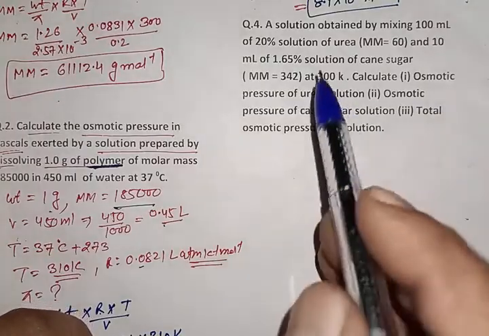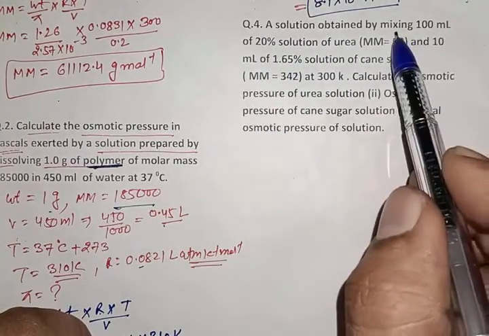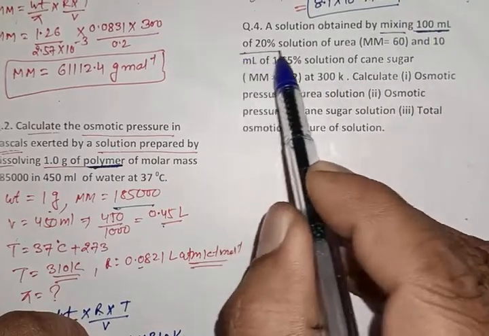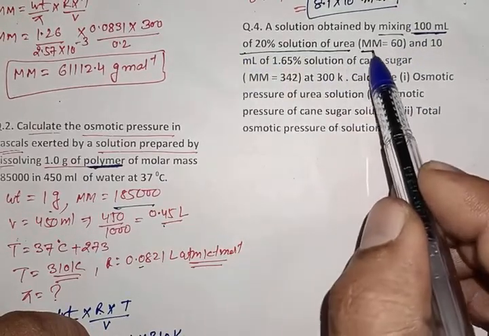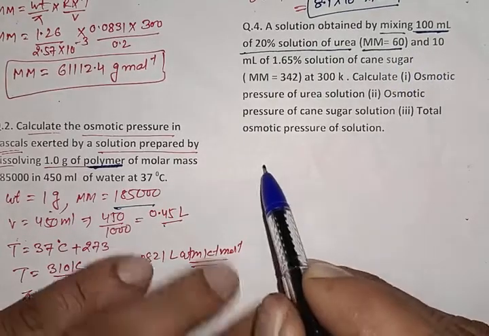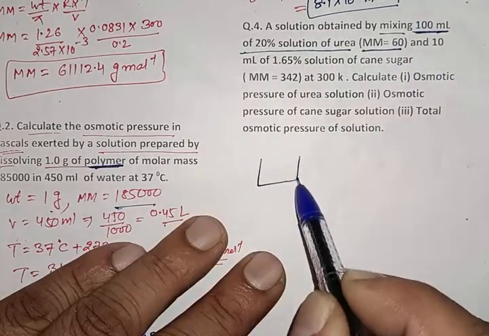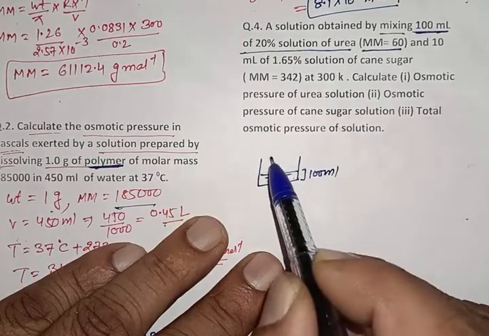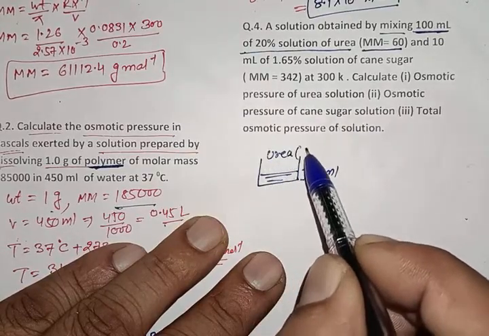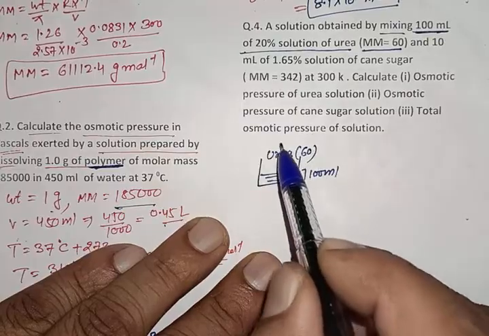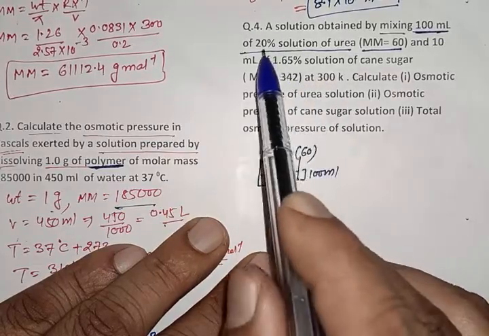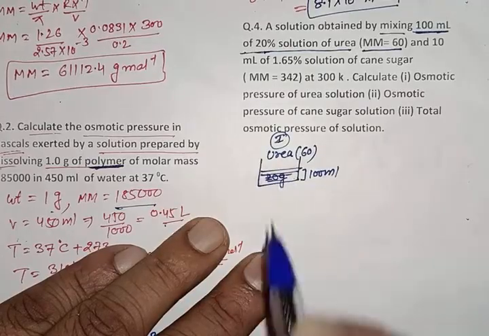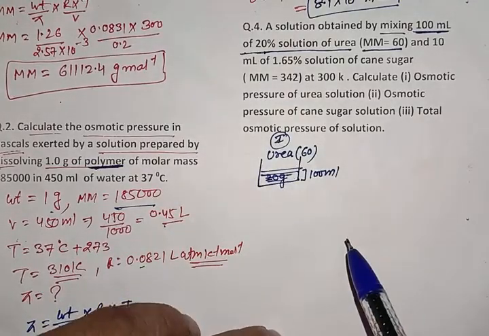Next is the important question number 4. A solution obtained by mixing 10 ml of 20% solution of urea, if the molecular mass of urea is 60 gram. It means we have the first solution. The volume of this solution is 100 ml, and this solution is of urea, and the molecular mass of urea is 60. This is our solution number 1.